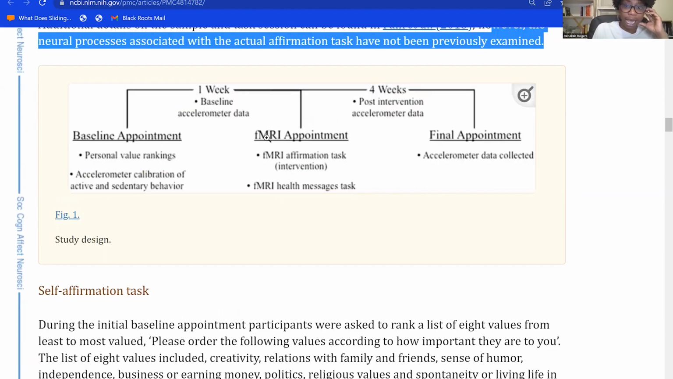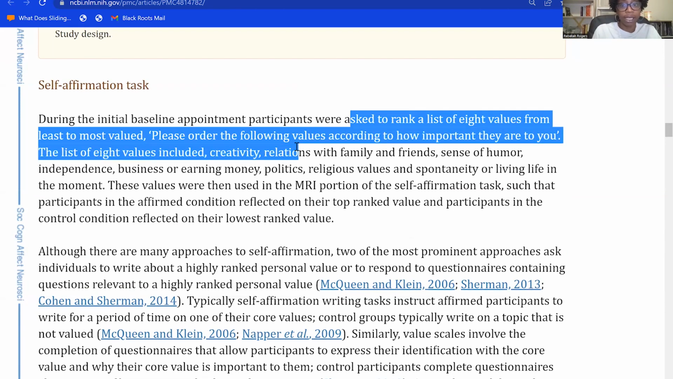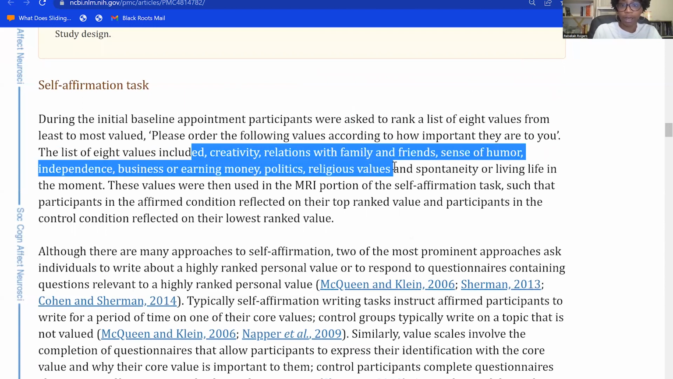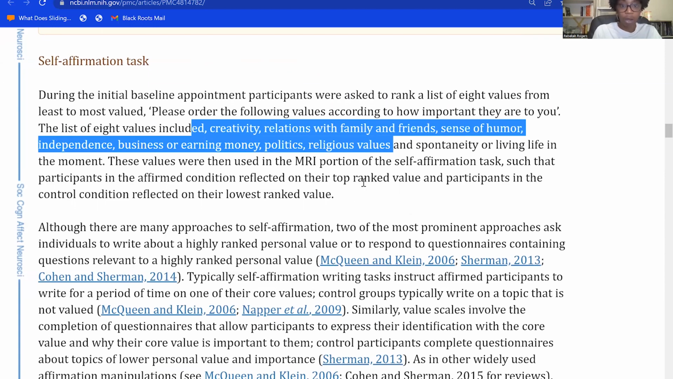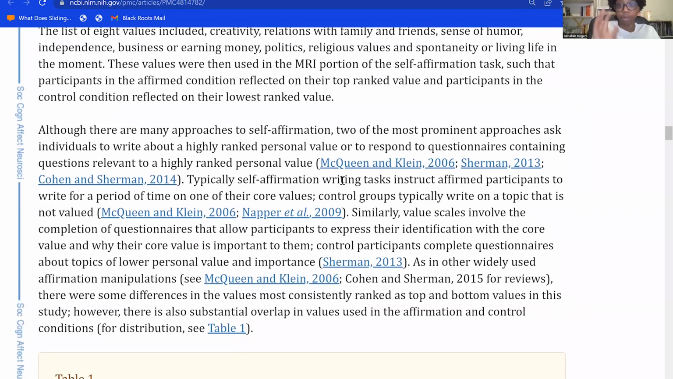So the self-affirmation task itself. They were ranking a list of things according to how important they were. These were creativity, relations, and so on. Okay, they were using the self-affirmation, affirm condition, top rank value, and so on. I don't know what that means. If I decide I would like to recreate this research project, I will go and figure out what all those mean. But I know this is just to help somebody else replicate this. It's not necessarily for my interpretation. So I'm just taking note that there are a bunch of details mentioned here if I need to come back later.